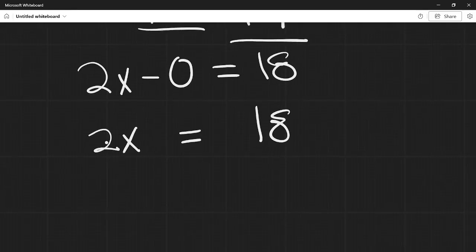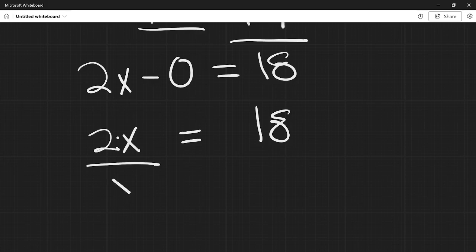All right, so now we have multiplication here, right? Multiplication by adjacency. When two of these characters are adjacent to each other or next to each other, it means multiplication. How do we undo multiplication? Division. What are we dividing by? Do we divide by x or do we divide by 2? What's going to get x by itself?